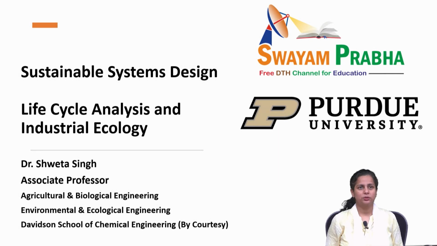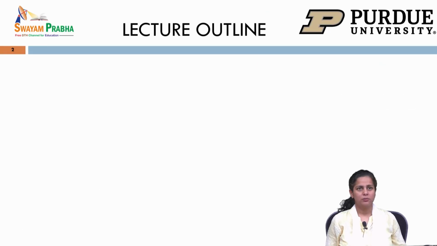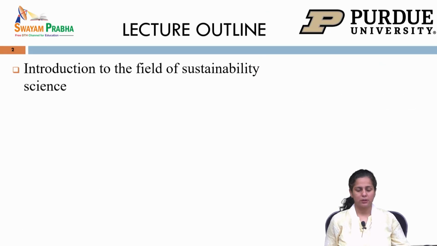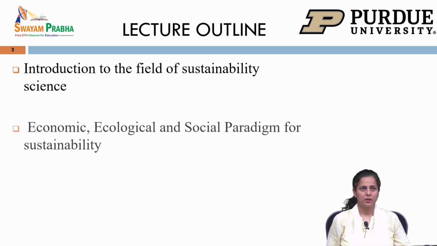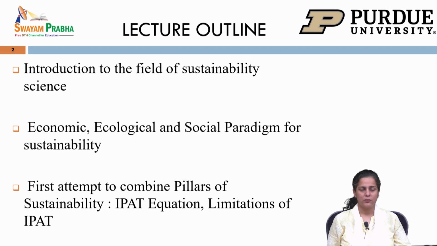Okay, welcome to module 1 of Sustainable Systems Design, Life Cycle Analysis and Industrial Ecology. In this module, we'll first learn about the field of sustainability science, a brief introduction. Then we will look at the three pillars of sustainability, the economic, ecological and social. And then we will talk about the first attempts to combine the pillars of sustainability, which is the IPAT equation, and then the limitations of IPAT.